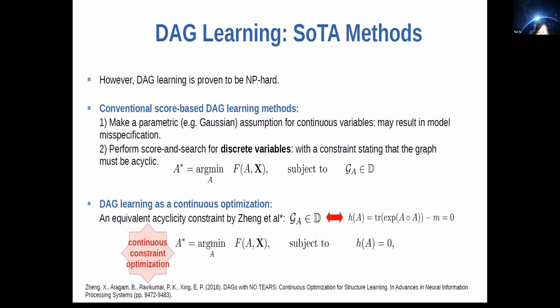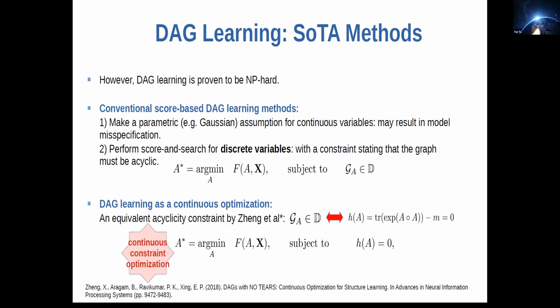So yeah, and then in 2018, there is a breakthrough in this area for the score-based structure learning method, which we call NOTEARS. So this method, what they are trying to do is the following. They try to rephrase the constraint as a continuous constraint.